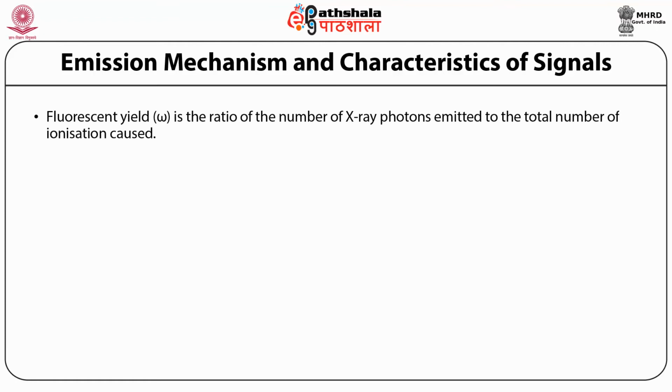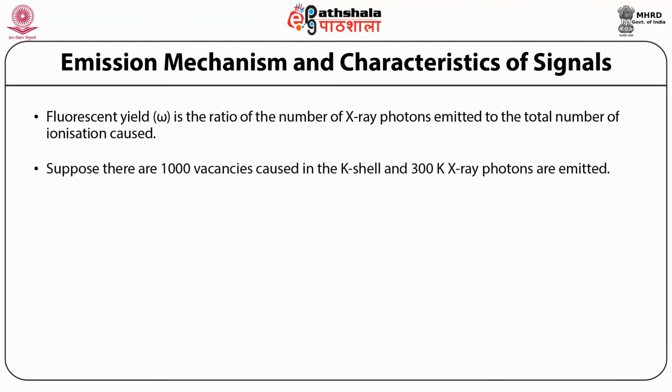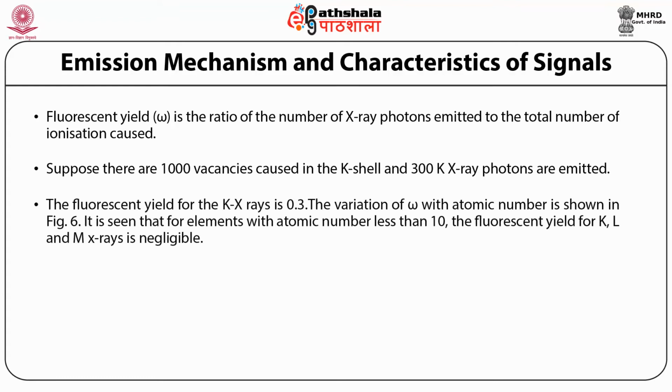Fluorescent yield omega is the ratio of the number of X-ray photons emitted to the total number of ionizations caused. Suppose there are 1000 vacancies caused in the K shell and 300 K X-ray photons are emitted. The fluorescent yield of the K X-rays is 0.3. The variation of omega with atomic number is shown in figure 7.